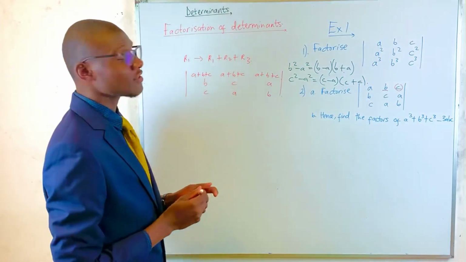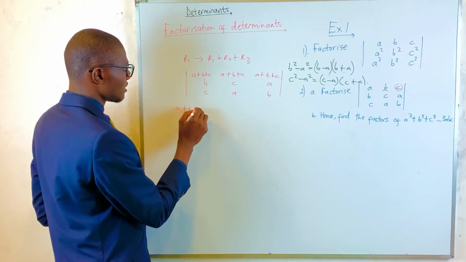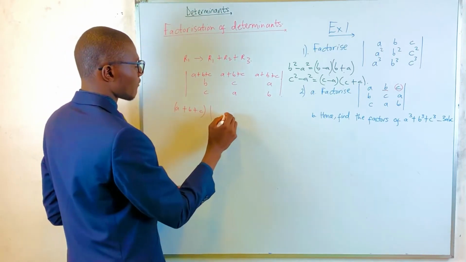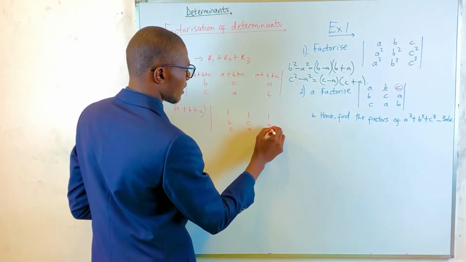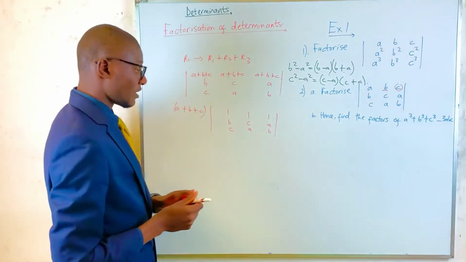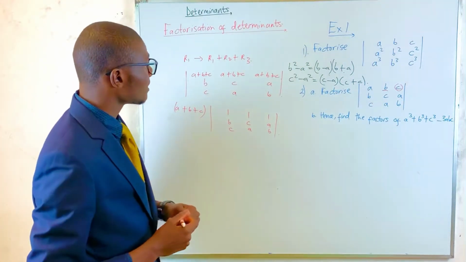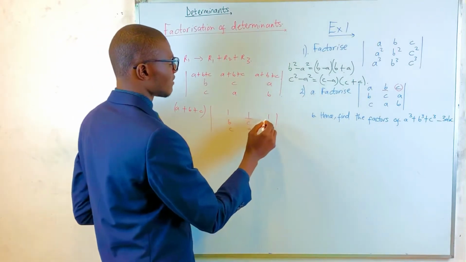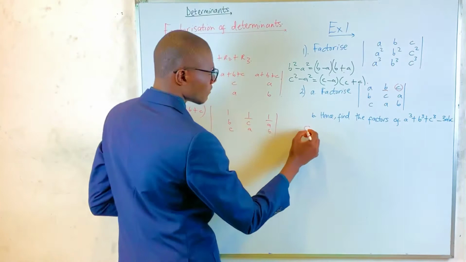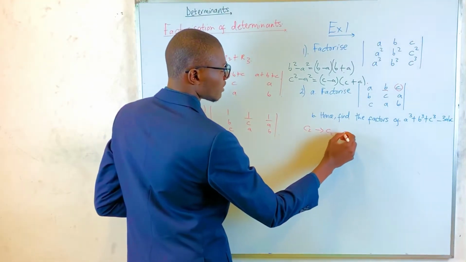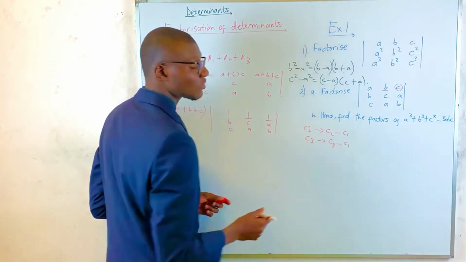But now we see that we've got a common factor of A plus B plus C. So if you factor out A plus B plus C, we now have 1BC, 1CA, 1AB. Now we have this. And using the laws of manipulation of determinants, we can make these elements zeros. To do that, we can rewrite column 2 as column 2 minus column 1, and column 3 as column 3 minus column 1.